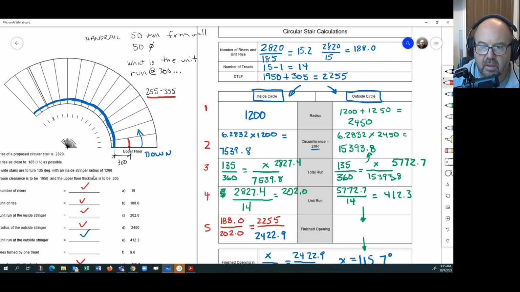Inside radius was 1200. The space was 50, I said, and the diameter is 50, so that's 75, so that's good. I like that. So let's go 1275. And what do I do with that? Now what?